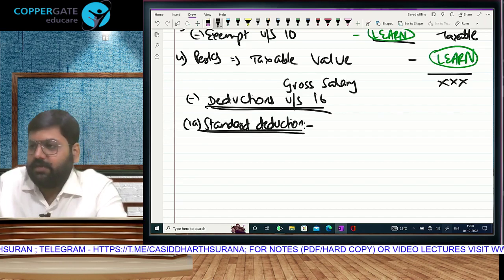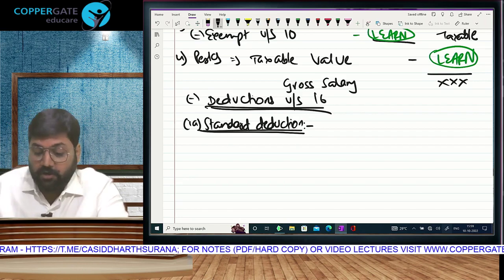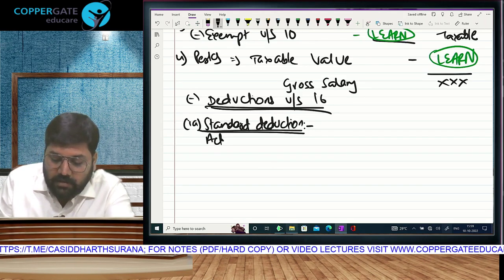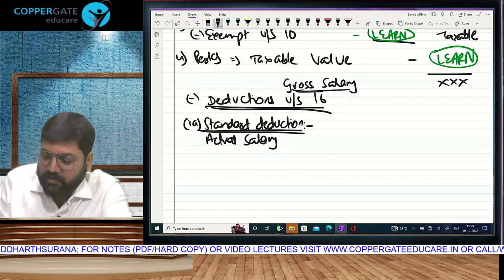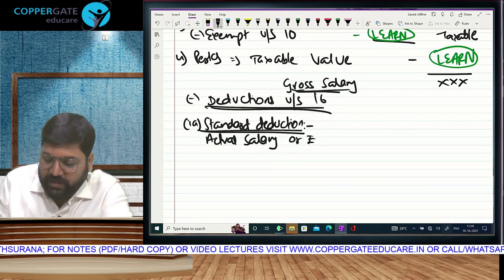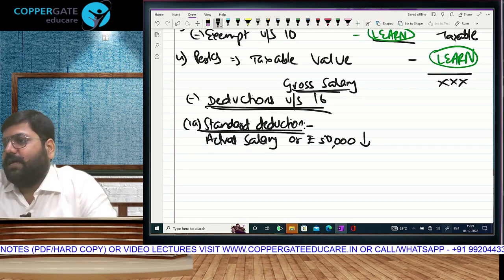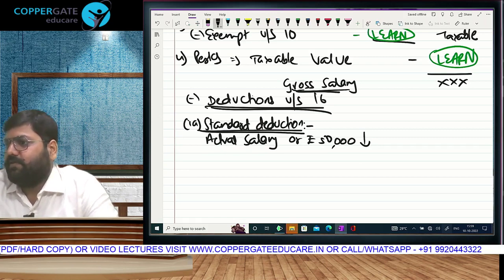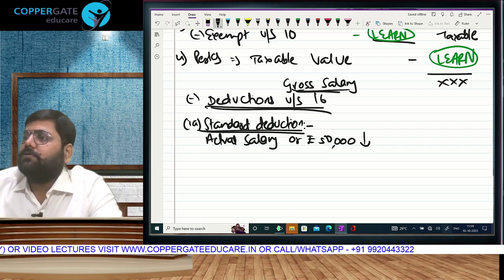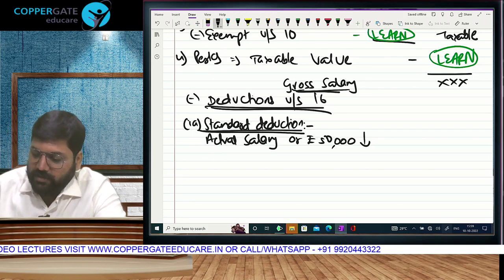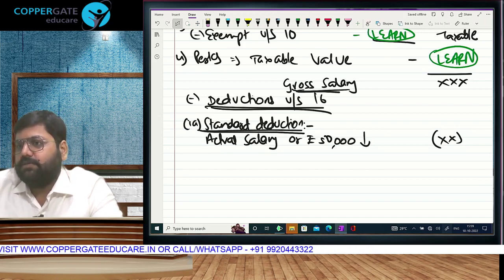What is standard deduction in house property? 30% of NAV. Here it is actual salary. That means, can I say your gross salary that you have computed here, or rupees 50,000, whichever is lower. So if your gross salary is 40,000, your standard deduction will be 40,000, taxable value 0. And if your gross salary is 4 lakh, standard deduction will be 50,000. Standard deduction will be actual salary or 50,000, whichever is lower.